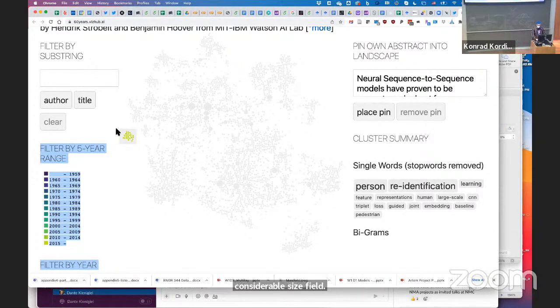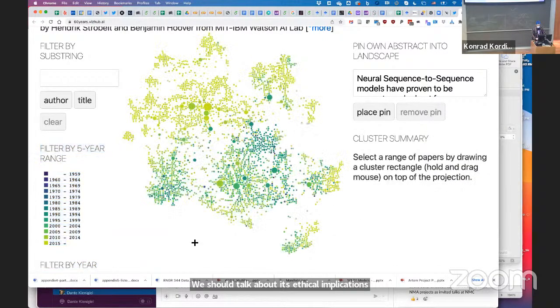We should talk about its ethical implications at some point of time. So I think we went through all the major clusters here. And you will see that our course is organized a little around that.